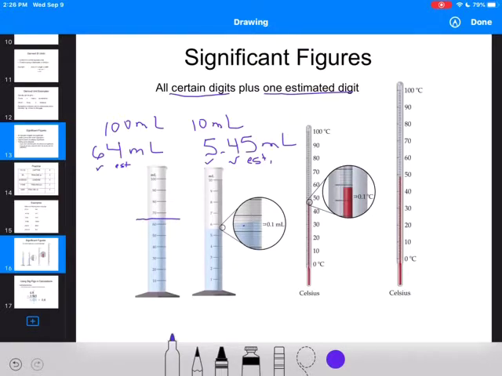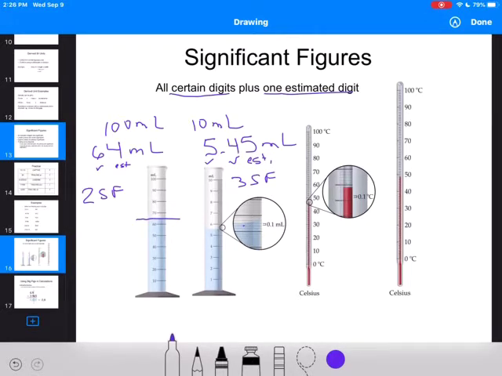So now if we go back to counting our significant figures, we can see that the 100 milliliter graduated cylinder on the left enables us to have 2 significant figures, whereas the one on the right enables us to have 3 significant figures.